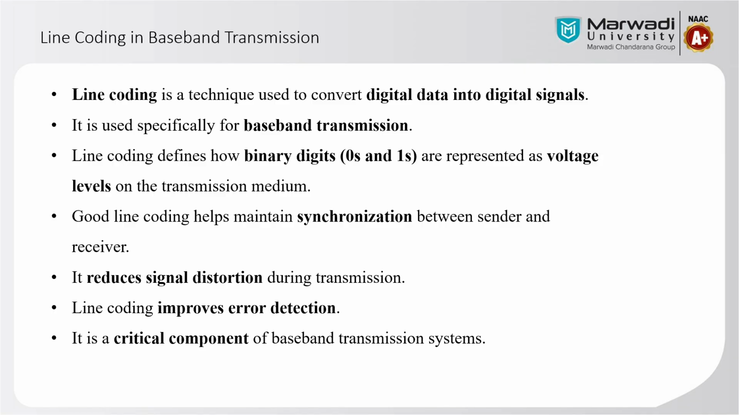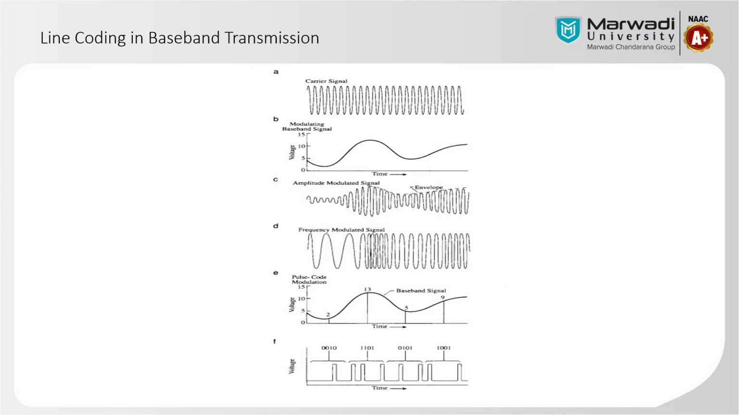Line coding in baseband transmission. Line coding is a technique used to convert digital data into a digital signal. It defines how binary bits, that is zeros and ones, are represented using voltage levels. Line coding is very important in baseband transmission because it helps in maintaining synchronization between the sender and receiver. Good line coding reduces signal distortion, improves error detection and ensures reliable data transmission. Therefore, line coding is a crucial part of a baseband transmission system. This is an example of line coding in baseband transmission.